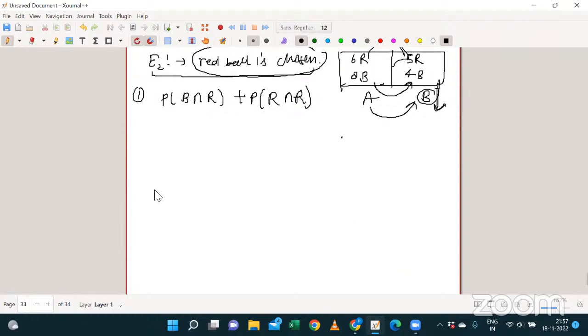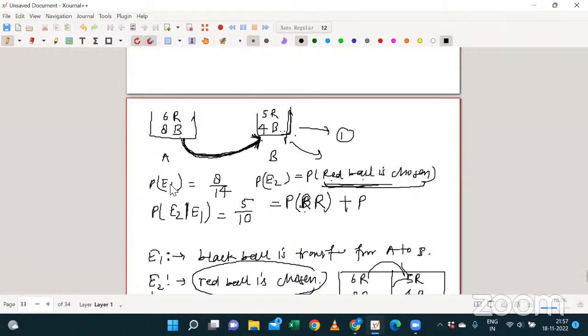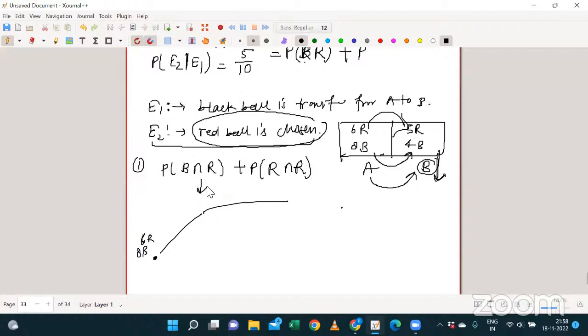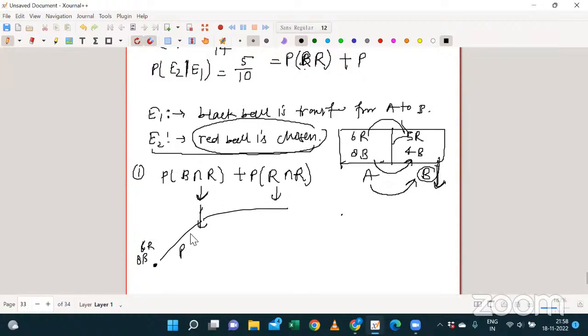From the tree diagram, you can say it like this: 6 red, 8 black. Then I have to transfer, then I am going to choose. So you can make the events. It depends on how everyone is going to do it. So here you can find the probability, right? So when I'm going to transfer a black ball, what is the probability for that?